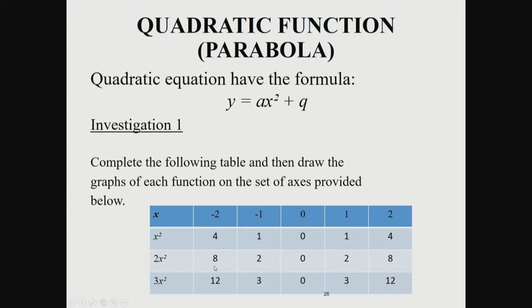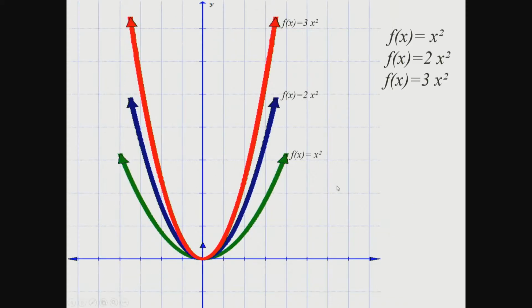Then you do the same thing with 2x squared, you do the same with 3x squared. Let us look at the function. How does it look like? Here it is. Look at the first one. This is f of x is equal to x squared. The first one you started with. Look at the second one, f of x is equal to 2x squared. And look at the third one, f of x is equal to 3x squared.